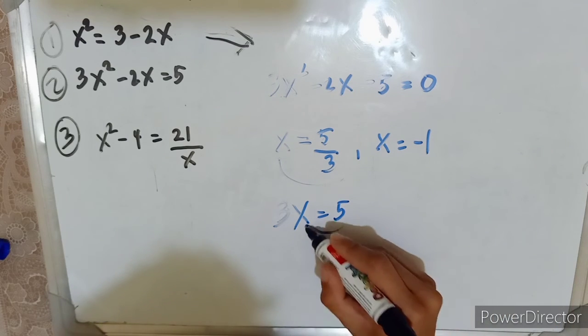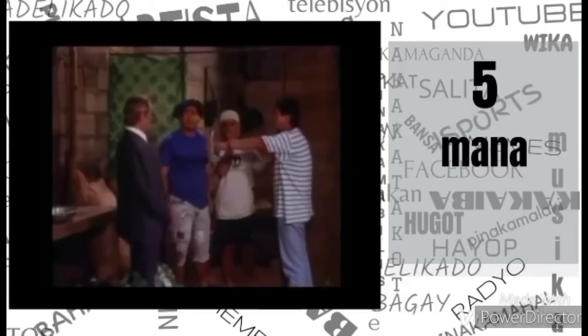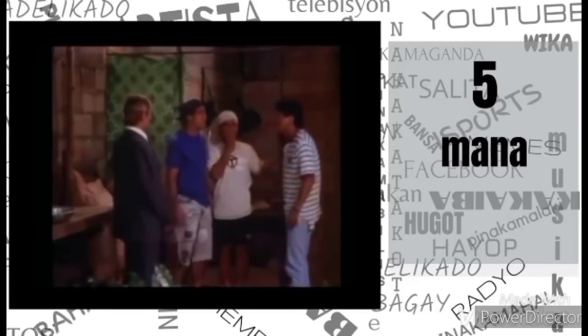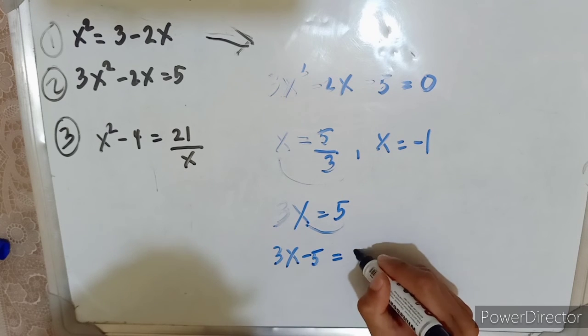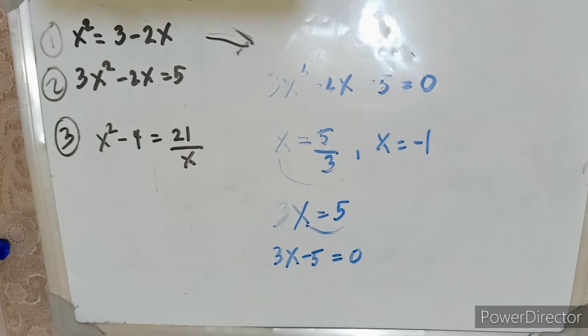So ililipat ko ito dito. Oh, ang gulo na naman, ang gulo magsalita eh. Hindi maintindihan ano ba sinabi? So magiging 3x minus 5, okay, is equal to 0. So meaning to say, this is my first factor.